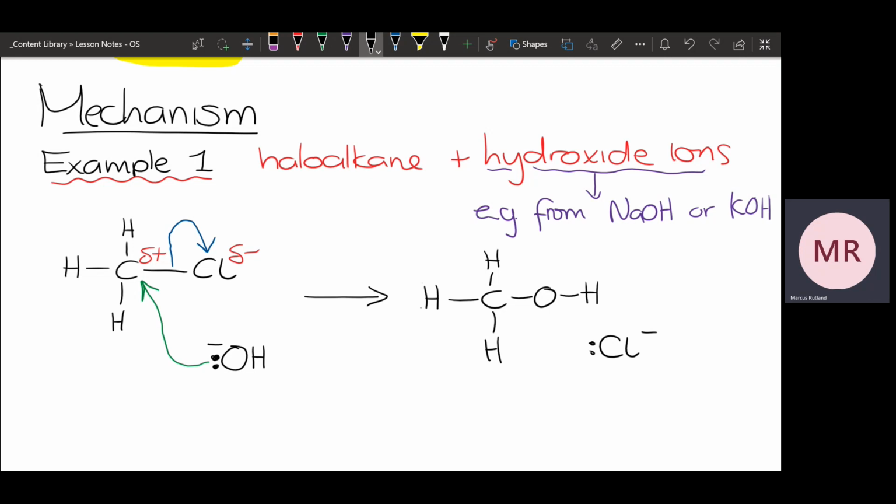It donates those two, so an arrow from the lone pair to the positively charged carbon to make a new bond. As a result, the bond between the carbon and the chlorine breaks, with the electrons coming therefore out of that bond. So an arrow starting on the C-Cl bond, taking those bonding electrons out of the bond to break the bond and going onto the chlorine, which was pulling them towards itself already.